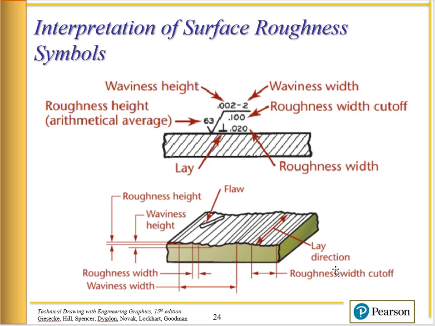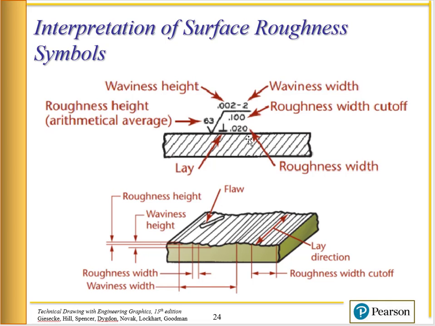I'm going to have to get you a better explanation of that. And then the lay direction, that is the direction of the tool mark. So when we talk about lay, we're going to be talking about the direction of the tool mark. So these ridges here are caused by the machine marks. Those are our roughness. And then the more gradual period, if you will, that's called the waviness.